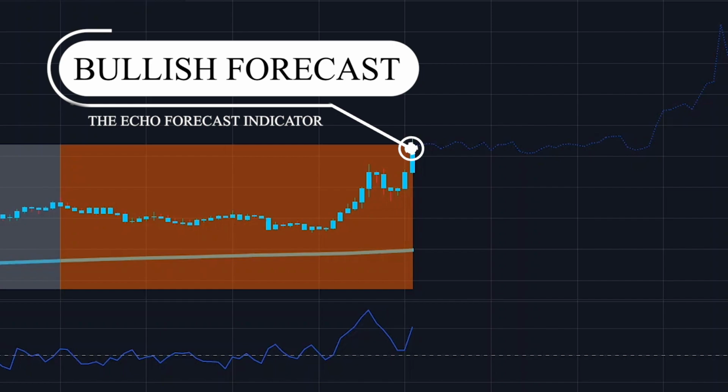This is the most important signal in the whole strategy because it revolves around our core indicator, which is the Echo Forecast indicator.